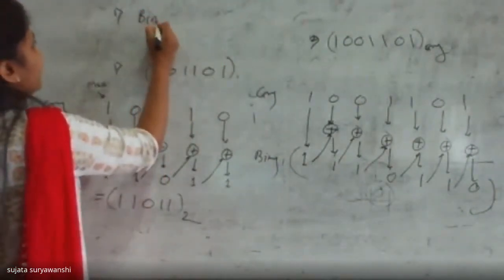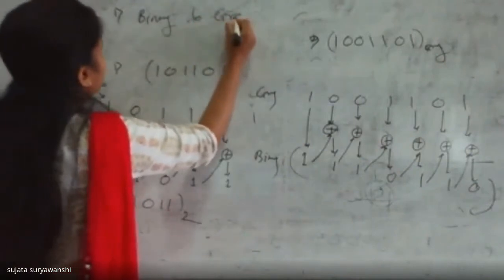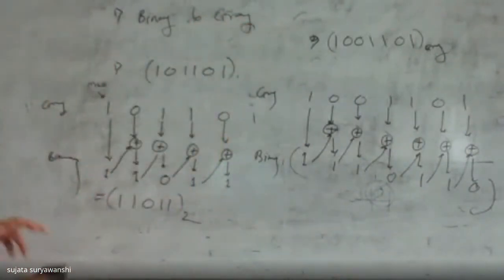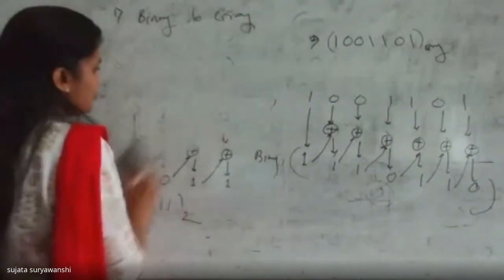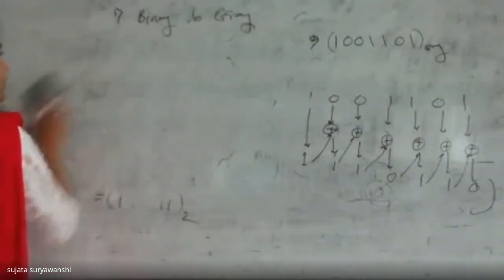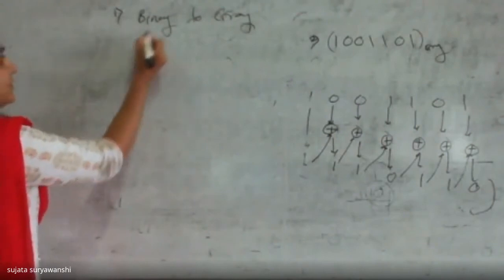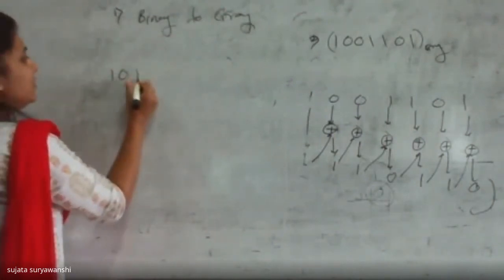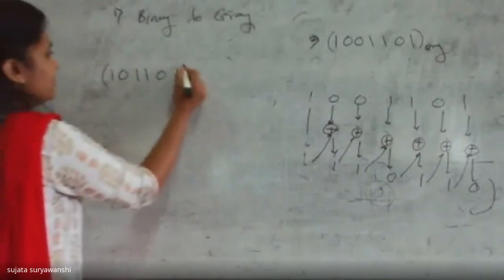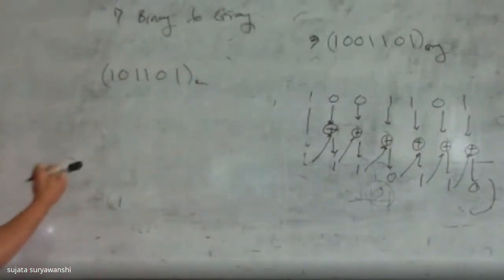Now we'll see the next conversion, that is from binary to gray. Again, for this conversion, you should use the XOR truth table or the XOR operation. Suppose the binary number is 101101. Suppose this is your binary number and you have to convert it into the equivalent gray number. So the given number is binary and you have to convert it into a gray number.